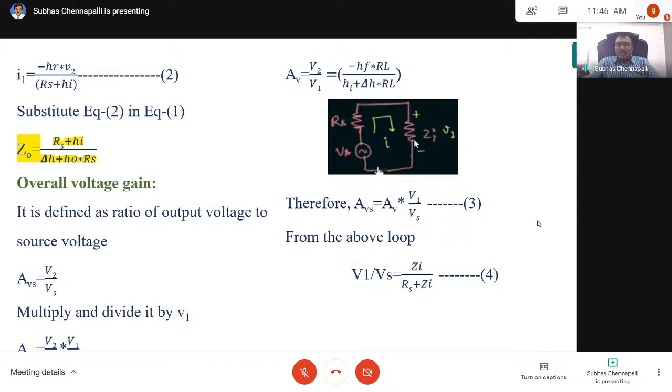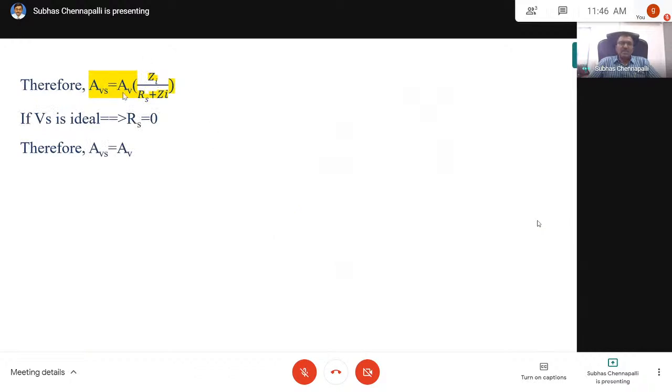So voltage here I can write V1 by Vs is ZI by RS plus ZI, which means simply V1 is equal to ZI by RS plus ZI times Vs. So V1 by Vs is equal to ZI by RS plus ZI. I substitute this value here, and I will get the formula.